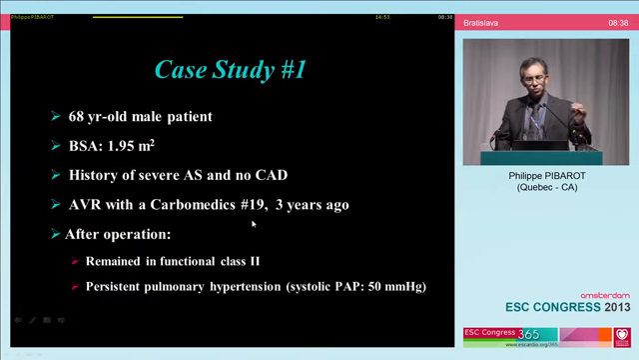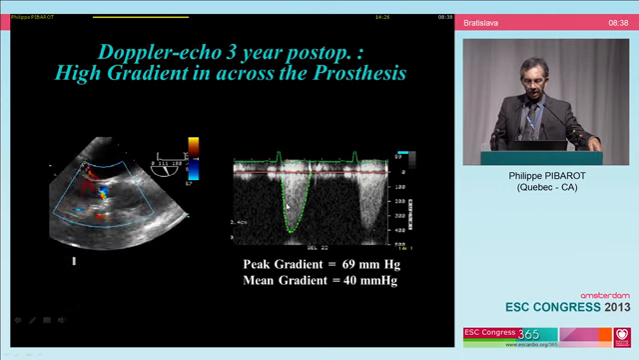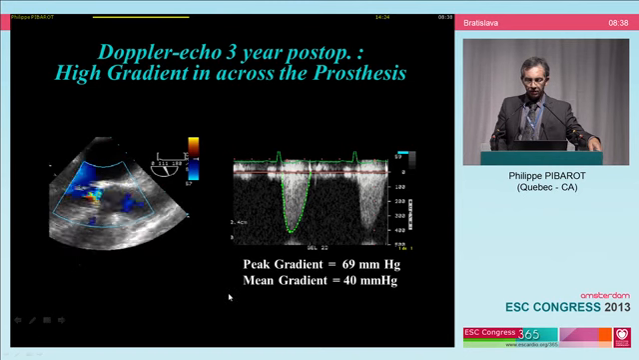So let's go through a few cases. This is a 60-year-old man with a BSA of 1.95 who underwent an aortic valve replacement with a Carbomedics number 19 3 years ago. After the operation, he had a suboptimal evolution in terms of symptoms with persisting pulmonary hypertension. And this is the echo at 3 years. You see on this long axis color image some turbulent flow, mosaic flow, and high gradient with a mean gradient of 40.